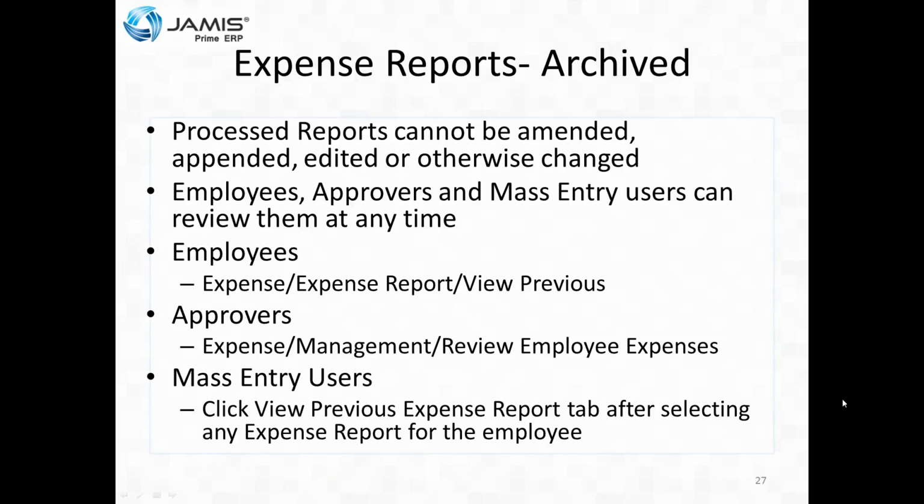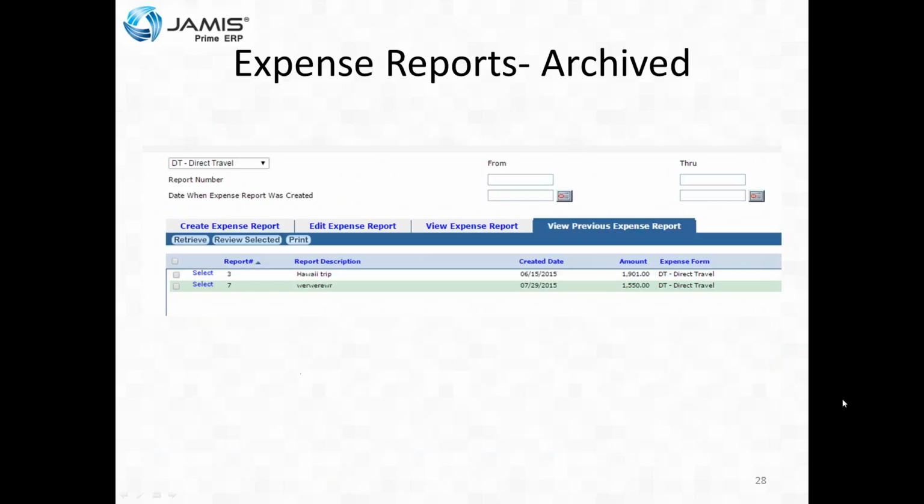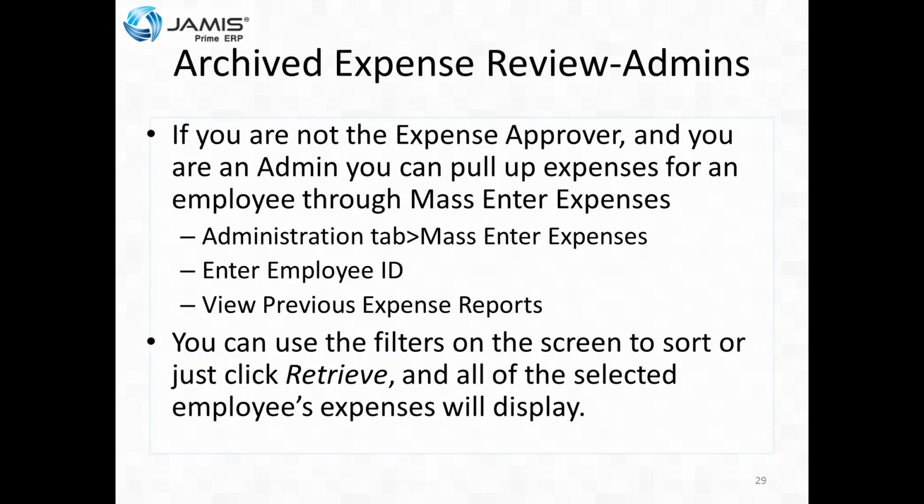Okay, approvers. So these are archive reports. I just showed you what was going on over there. It'll show you reports that are archived that you can go back and look at reports that you've already done. And if you're not an expense reporter and you are admin, you have the ability to do mass enter. You can take a look at previously approved and processed or archived expenses through mass entry.